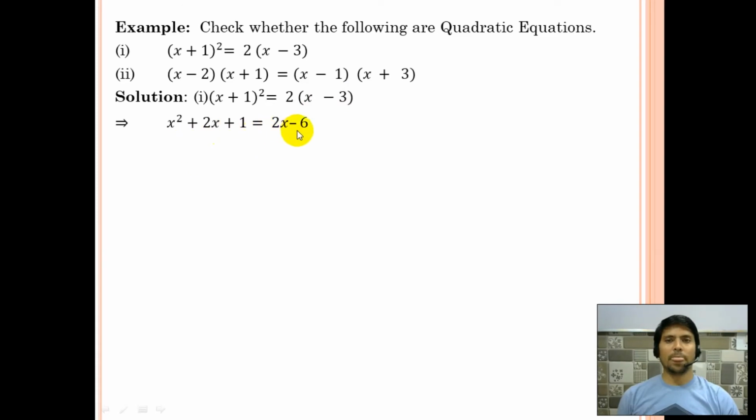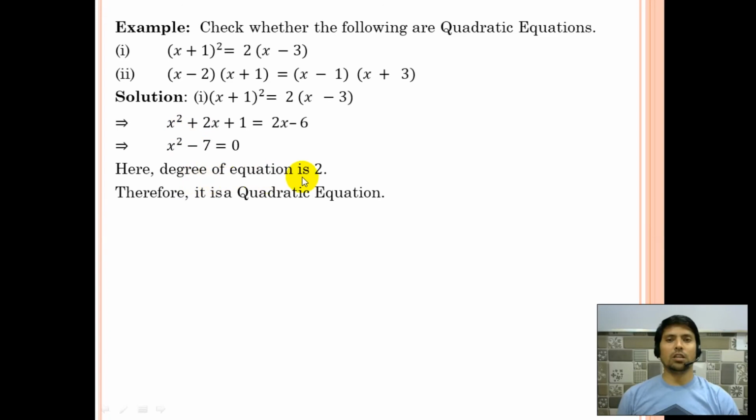Now you can transpose all the terms to this side, which becomes x square minus 7 on simplification. Now you can see the x square term is present here. It means the degree of this polynomial is 2. So you can see the degree of the equation is 2, so it is a quadratic equation, as we have discussed.